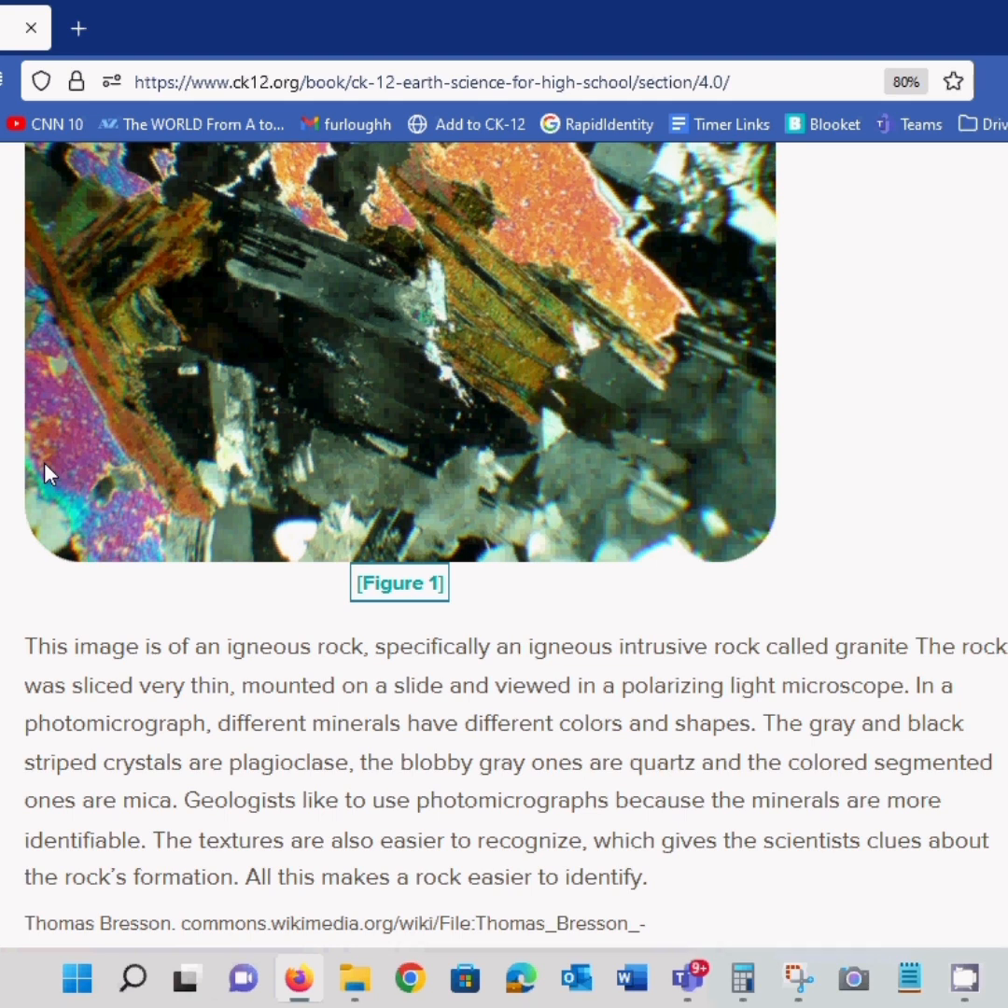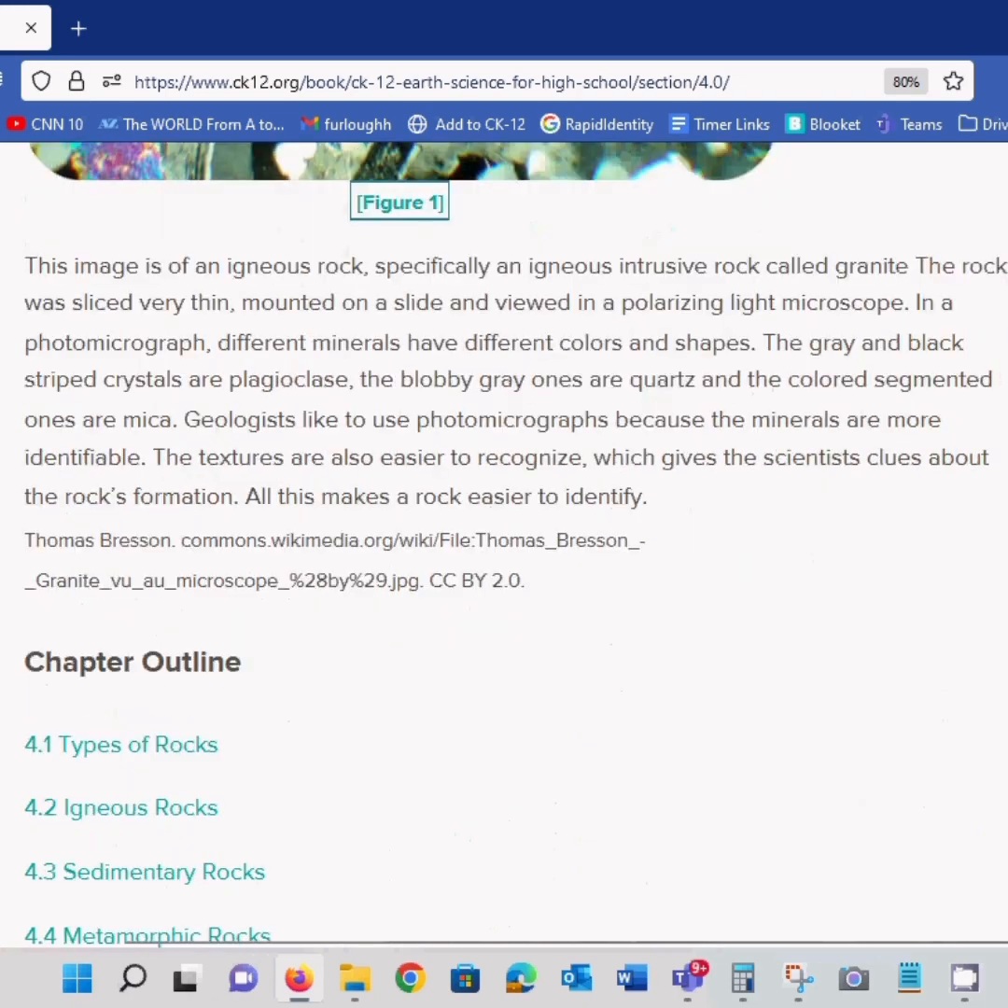rock called granite. The rock was sliced very thin, mounted on a slide, and viewed in a polarizing light microscope. In a photomicrograph, different minerals have different colors and shapes. The gray and black striped crystals are plagioclase. The blobby gray ones are quartz, and the colored segmented ones are mica. Geologists like to use photomicrographs because the minerals are more identifiable. The textures are also easier to recognize, which gives the scientists clues about the rock's formation. All this makes a rock easier to identify.